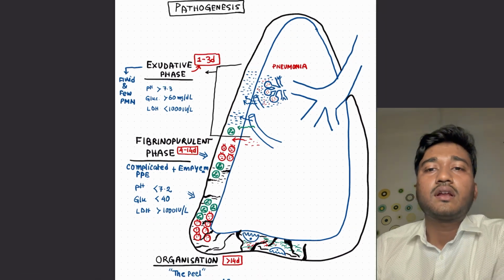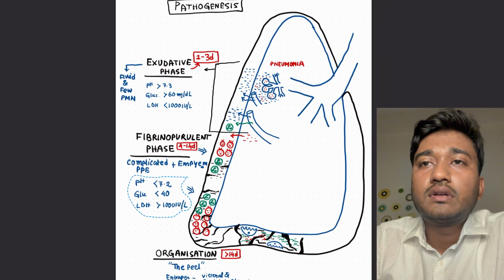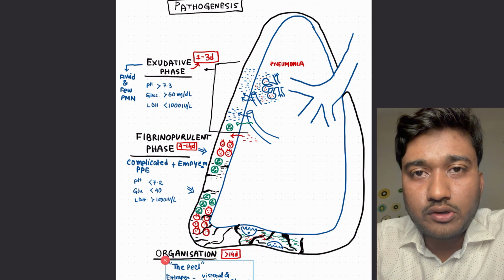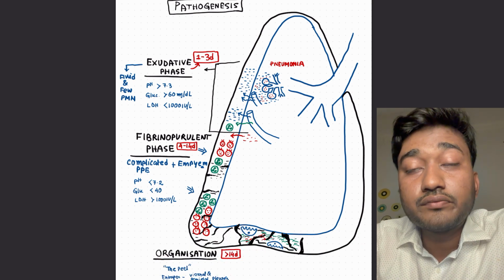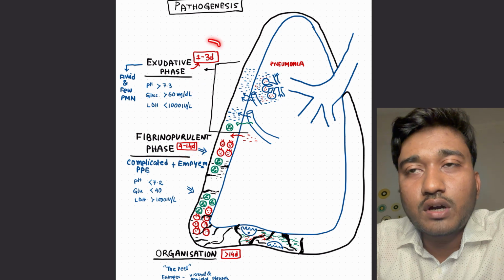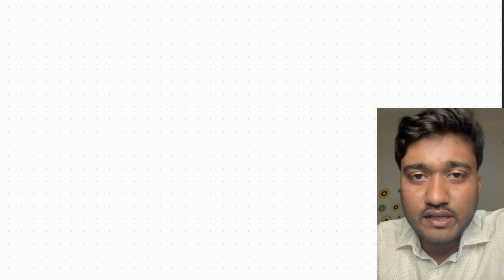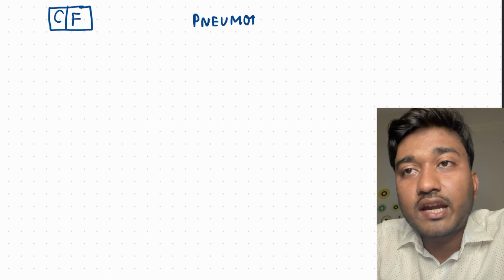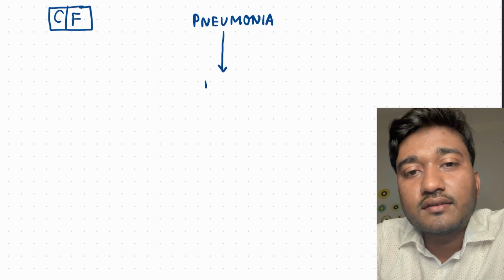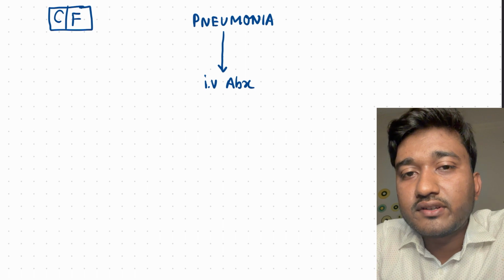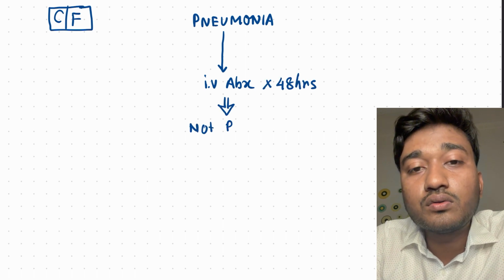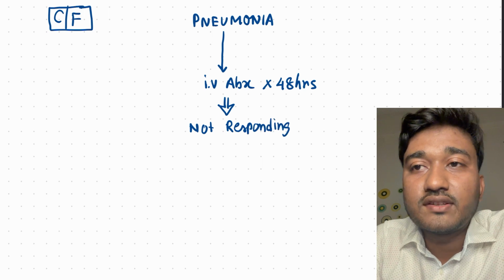Okay. Now once you are done with the pathogenesis, I would like to move forward to the clinical features. What you will find in this patient. Usually, the patient is admitted with pneumonia, and we start antibiotics. The patient received antibiotics for 48 hours, but there is still no improvement.